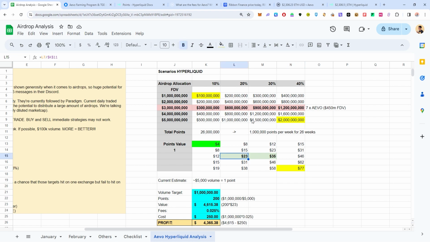They allocate 20% for early airdrop for the users within the first 6 months, and their fully diluted valuation is at 3 billion. So how did I land at 3 billion and why do I think they will be valued at 3 billion? I know you think it's pretty crazy, 3 billion is a lot.